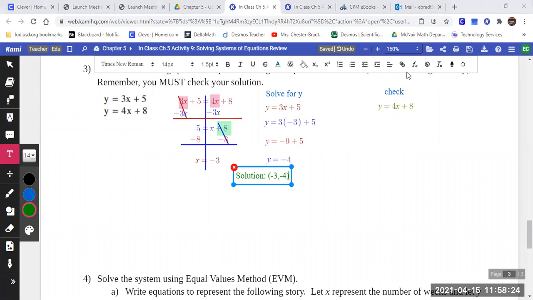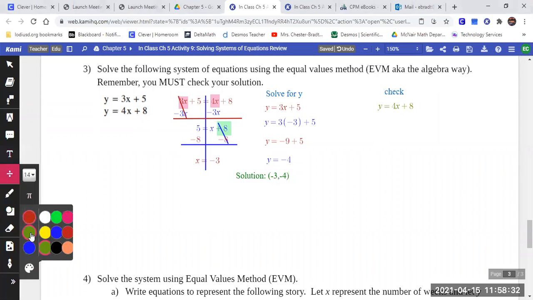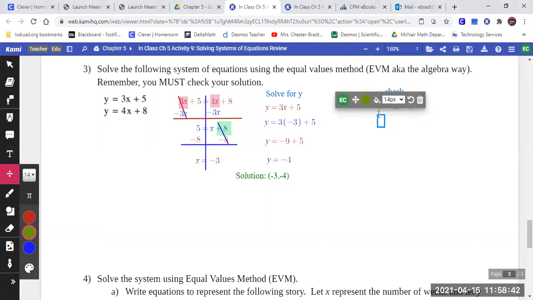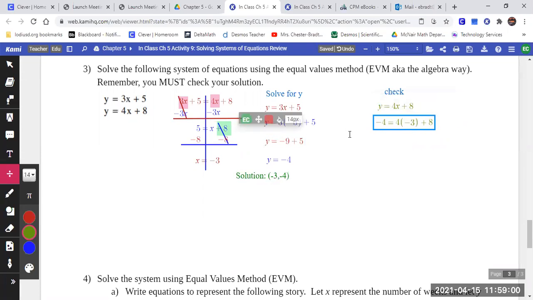So to do the check, we're taking the x we found. We're taking the y we found. We are putting it into the second equation. And we're going to see if they balance so we can do the check mark. We checked it. Okay. So we said in the solution that our y should be -4. And if we're in balance, that means that 4 times -3 plus 8 should equal that -4. If we did everything correctly, that should be happening.